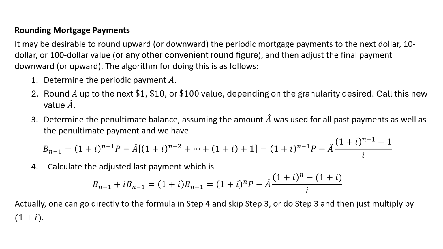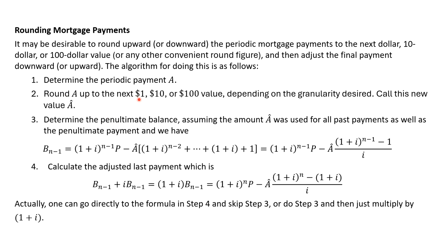It may be desirable to round upward or downward the periodic mortgage payments to the next dollar, $10 or $100 value, just as some examples. And you could round it up $50 or whatever. The algorithm for doing that is shown here on this slide, and then I'll give you an example on the next slide. So first you determine the periodic payment, A. We have the formula for that.